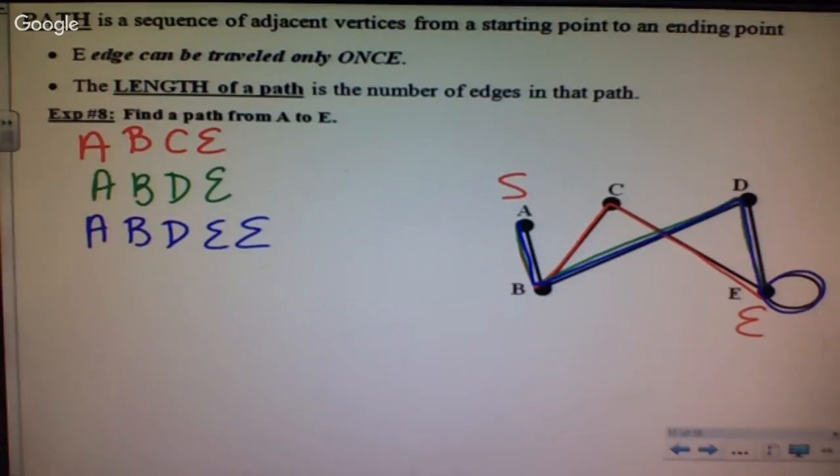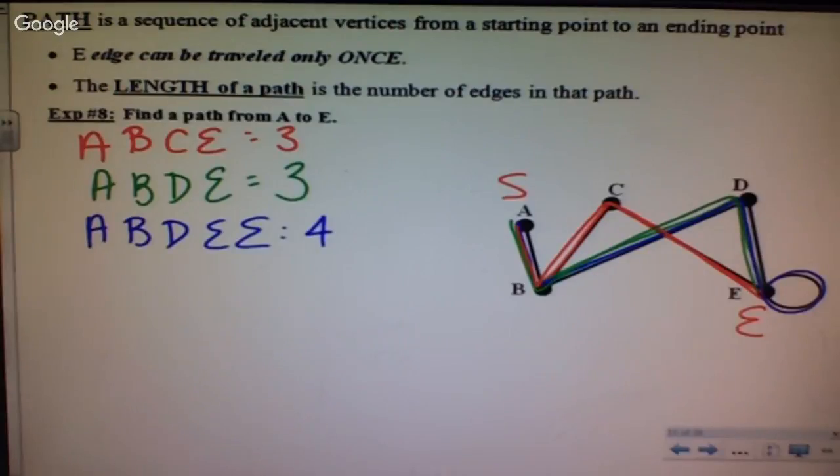I'm so sorry. Okay, so if I go back and look at my red path, I went 1, 2, 3 edges. So it has a length of 3. I've traveled 3 edges. When I do A, B, D, E, A, B, D, E again, 3 edges. If I did the last one, 4 edges. Do we have to do that many times? No. If I ask for a path, I just need 1. I'm just showing that there's several ways you can do it.